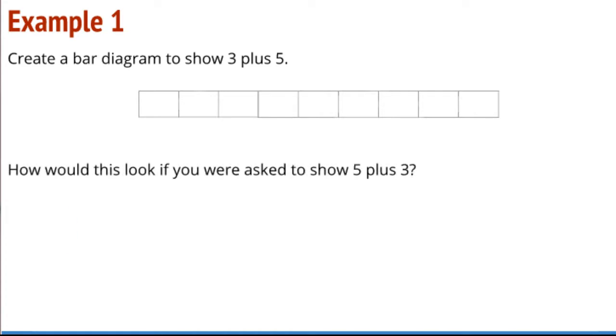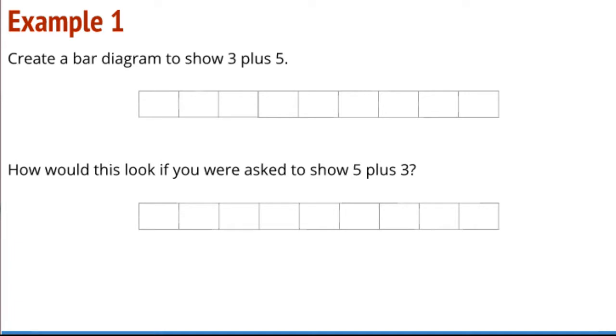So how would it look if you were asked to show 5 plus 3? Well, in my head, I'd put down 5, and then I'd put down 3 more. And I'm pretty sure that I've actually got too many pieces here. 1, 2, 3, 4, 5, 6, 7, 8, 9. Yeah, I've got too many pieces. I'll have to fix that on the slideshow. But you get the idea here that we would put the pieces down and we put the other pieces with them.